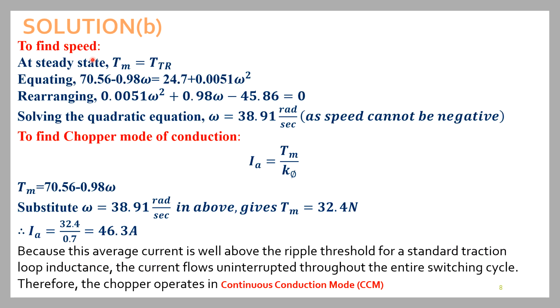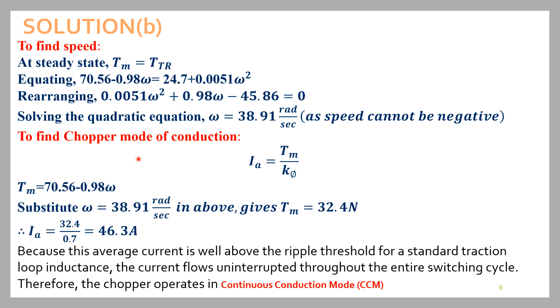Now to find the speed, let us equate both torques and rearrange this quadratic equation. The speed cannot become negative, and hence take the value omega as 38.91 radians per second. Now this is my speed for my duty ratio 0.7.